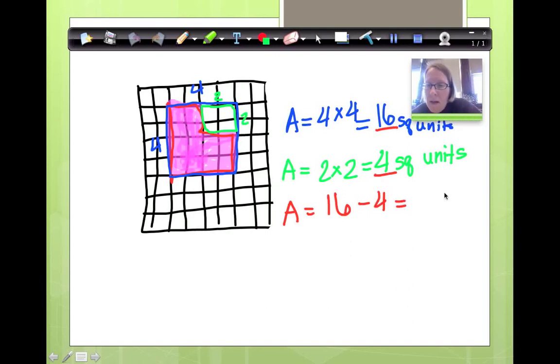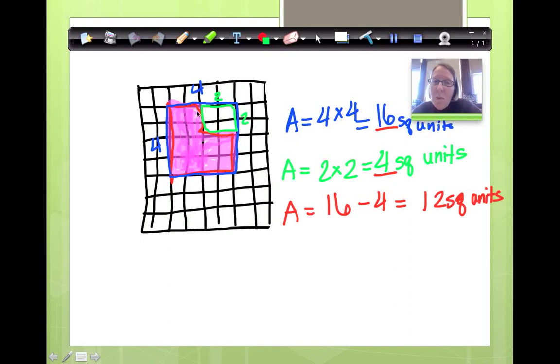16 take away 4 is 12 square units. Is that the same answer that we had before? It sure is. We just did it a different way. We used a composite of it instead of taking it apart. See how we did that?